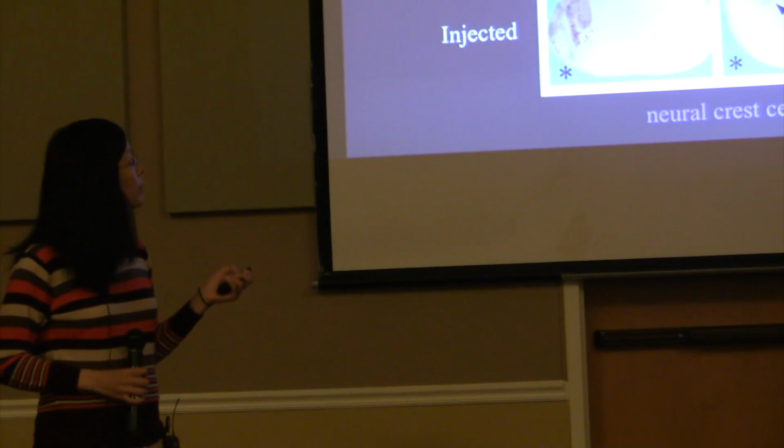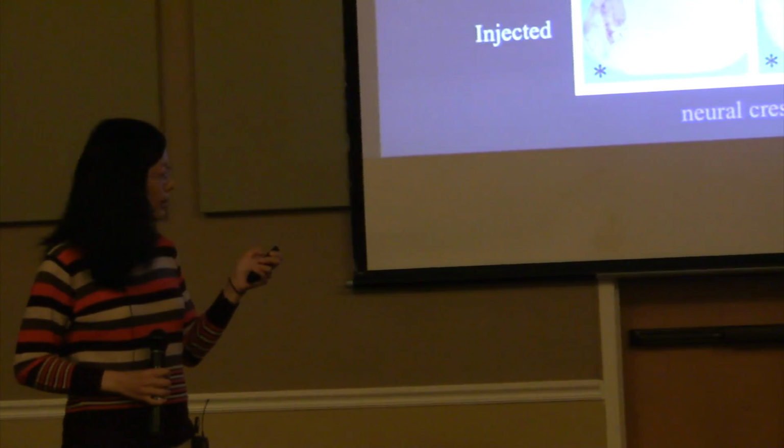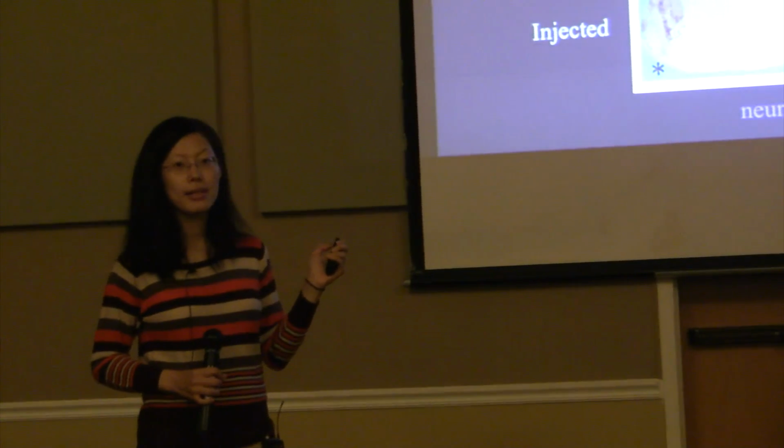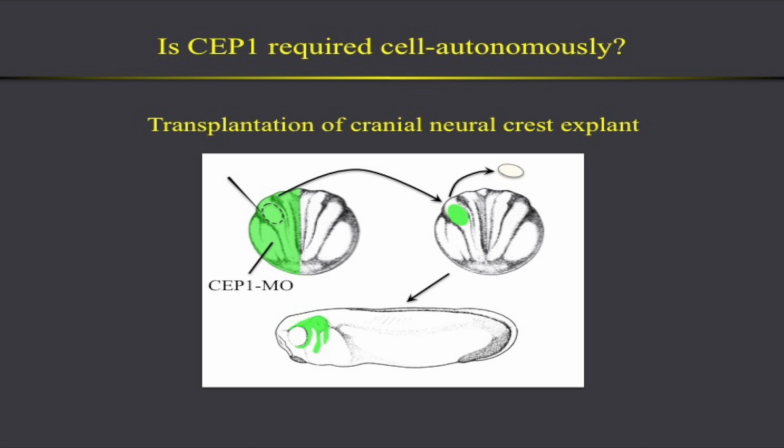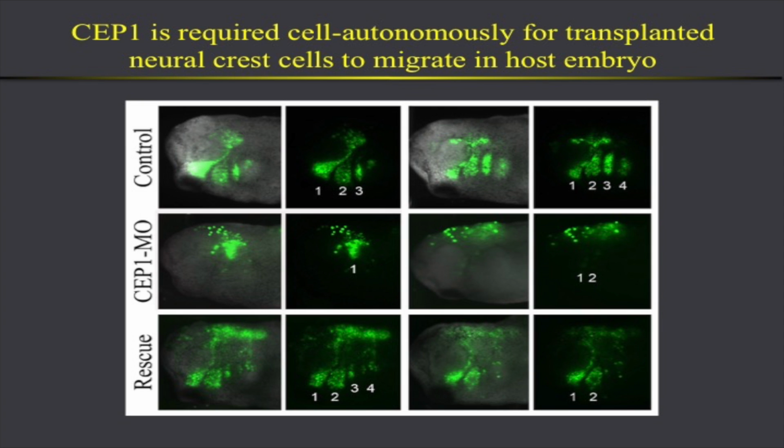Next, I want to find out whether CEP1 is required within neural crest cells for their migration, so whether it's required in a cell-autonomous manner. To test this, I performed a grafting experiment where cranial neural crest explants from an injected embryo are grafted into an uninjected host embryo, so that we can observe the behavior of those cells, and only these cells receive the morpholino. So this is the result.